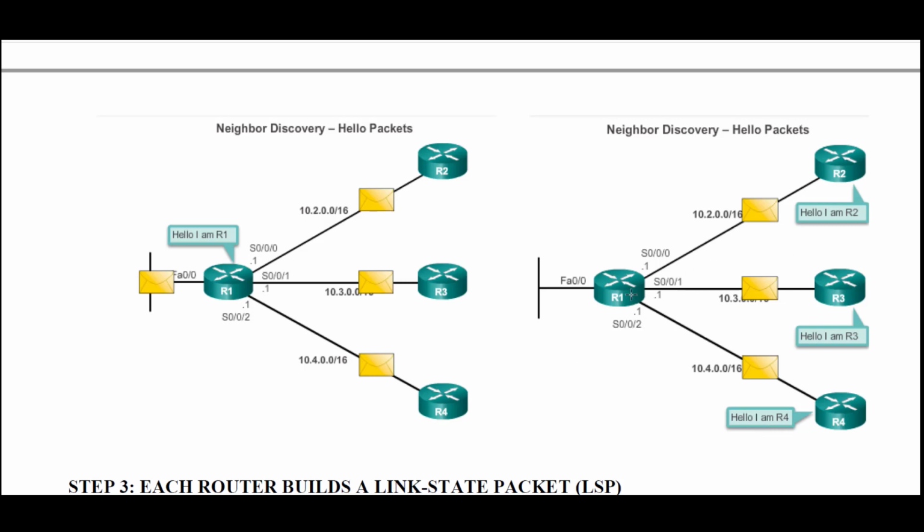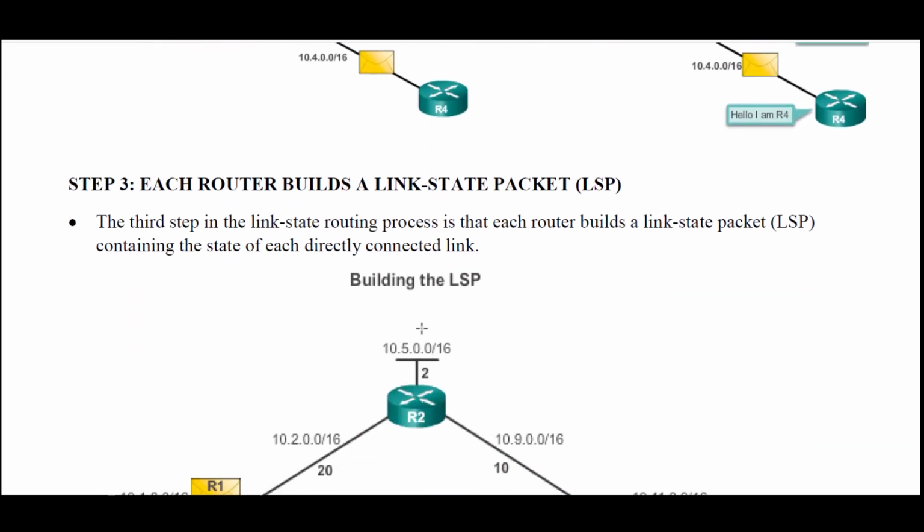So now in step number 2, what every router understood is that they are learning about their neighbors. Now R1 knows my neighbors are R2, R3, R4, and what IP address each is using. So complete information I got from R2, R3 and R4. This is step number 2, learning about the neighbors. Now the next one, we are going to the third step.